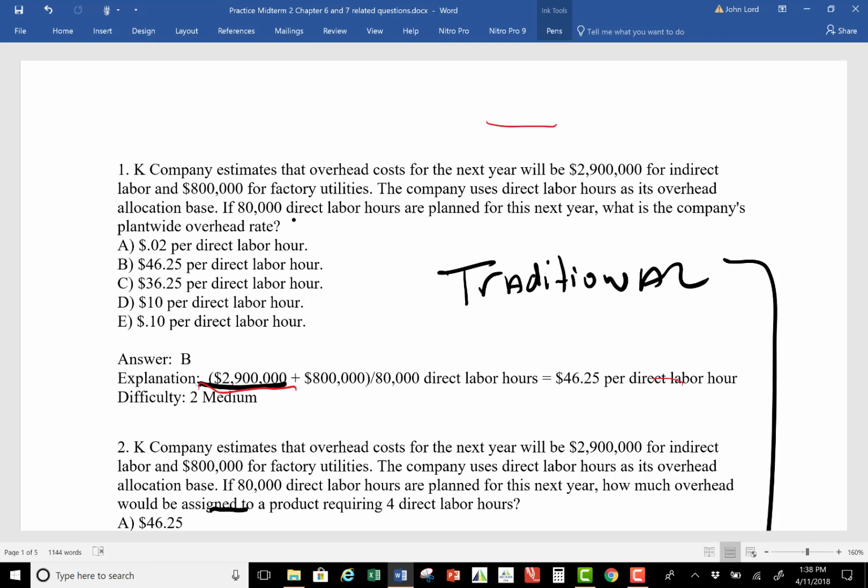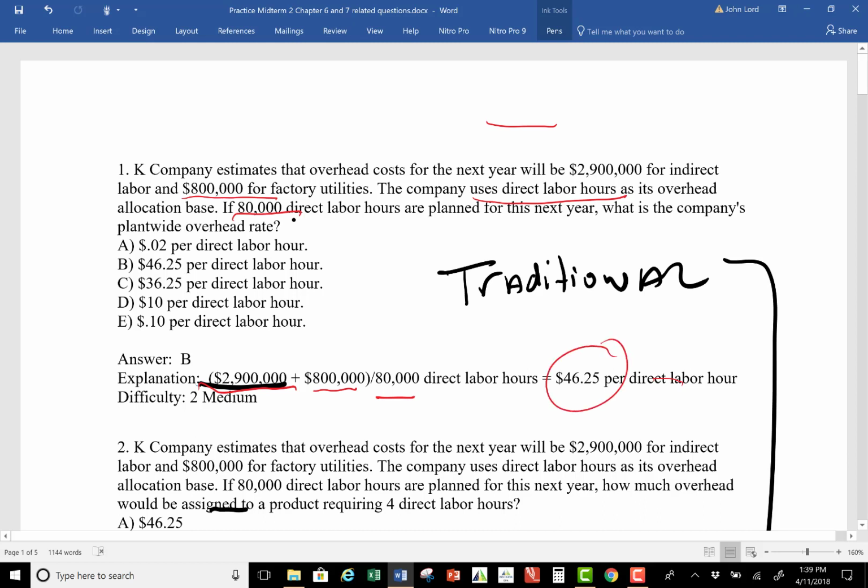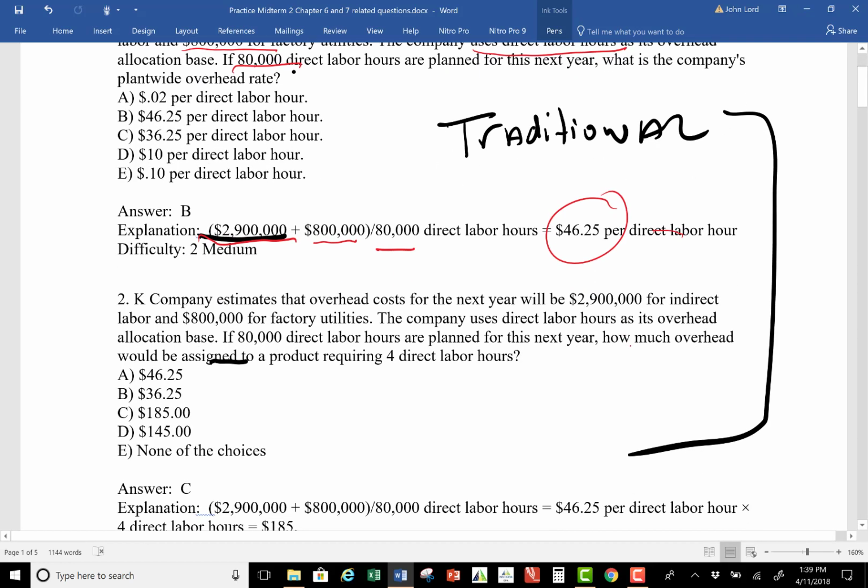Okay, and so then you have that 2,900,000, and then they tell us for indirect labor, it's 2.9. For our factory utilities, it's 800,000. So we just take those two numbers and divide that by the driver, and in this case, the driver is direct labor hours. So there's 80,000 direct labor hours. You divide that by the direct labor hours, you come up with one overall plant-wide overhead rate, and that's the traditional method of doing that.